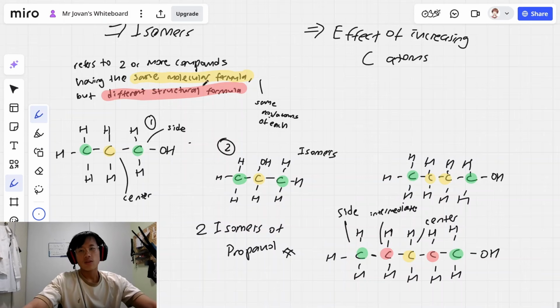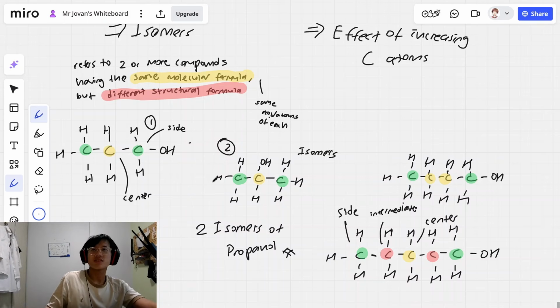So always remember, let's go back to our first example of propanol. They all have the same number of carbon, hydrogen, and oxygen atoms because I want the same molecular formula. But they have different structures. One of the OH is connected to the side carbon, one is connected to the middle carbon. 2 isomers of propanol. That's it for isomers. Isn't it so simple?